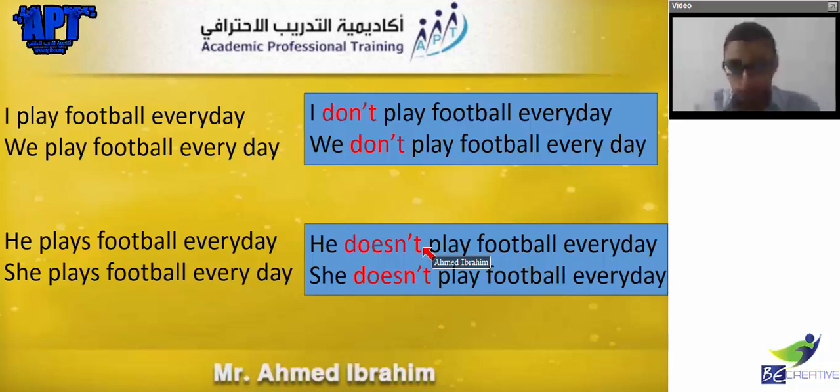So again, a reminder of the rule. We said in the past simple, for negative, I used didn't, and anything after didn't is infinitive. Same here, don't and doesn't. After them, infinitive. No S, no ED, no ING, no nothing.